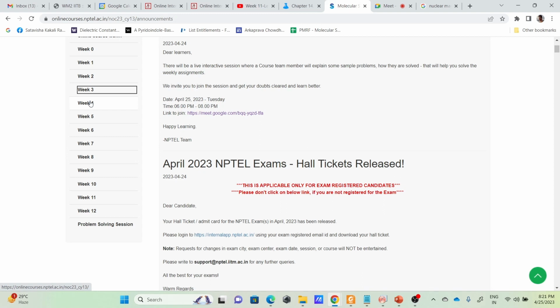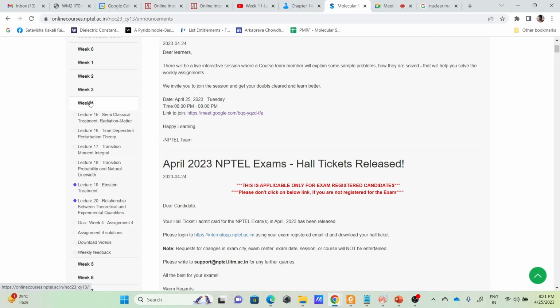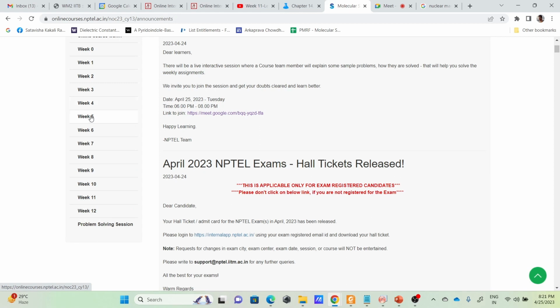And then in week four, we went to, I think, the semi-classical treatment of radiation and matter. We have discussed perturbation theory, and what the transition moment integral actually is, and why it can cause transitions. We have also, I think, learned the Fermi golden rule there, and how the natural line width comes. And we have also learned the Einstein treatment of the two level system, right? So it was a very important week 4.